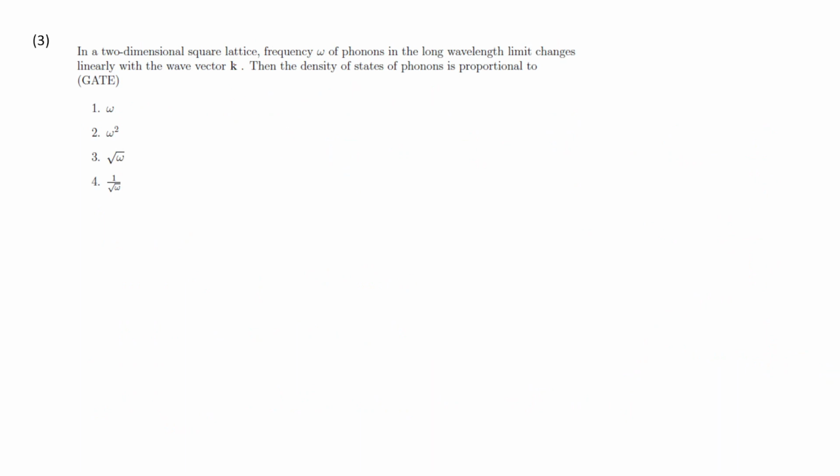Here, a two-dimensional square lattice is given, and the frequency omega in the long wavelength limit changes linearly with respect to k. Then the density of states we have to find, and it is proportional to what? We'll understand what this long wavelength limit is.